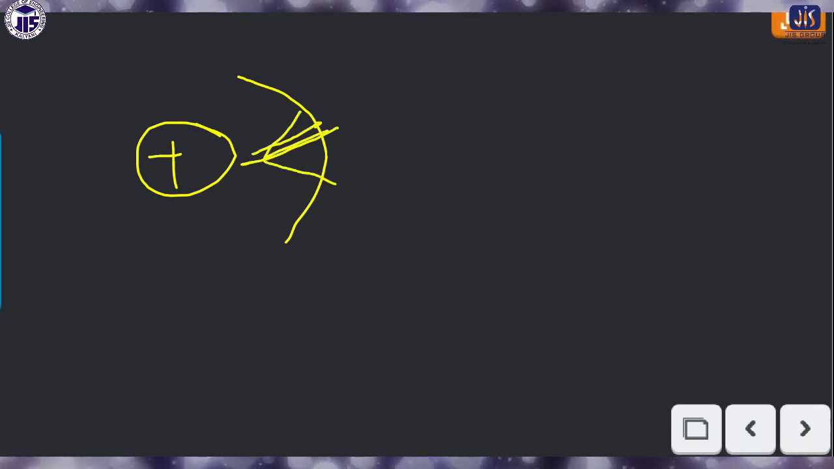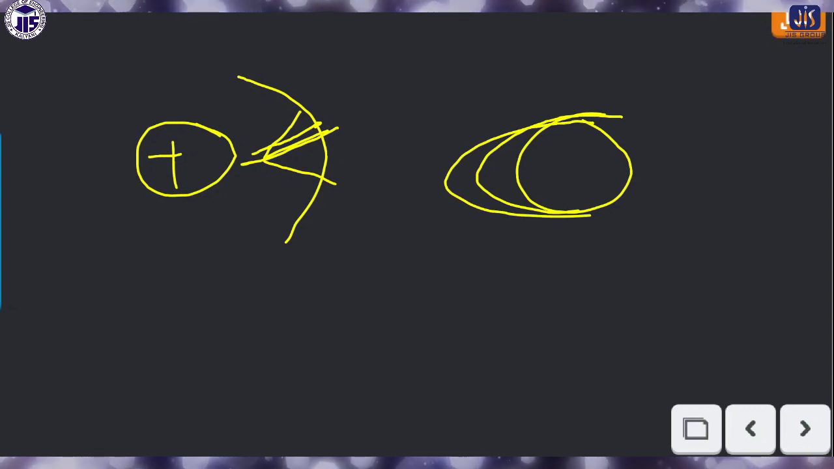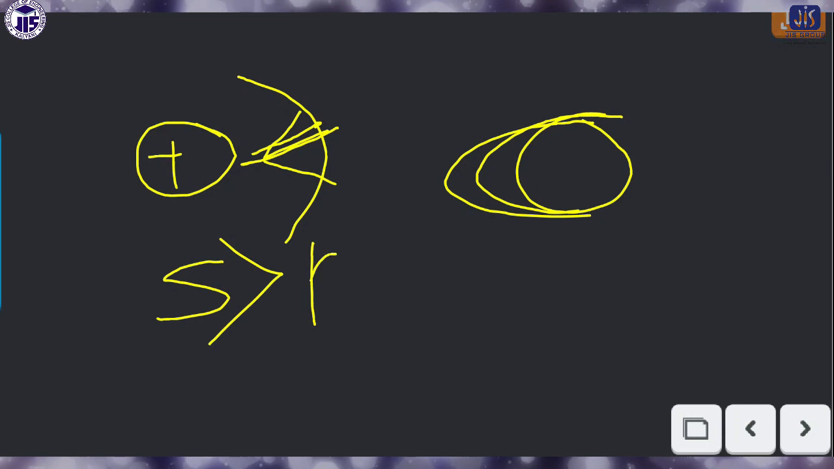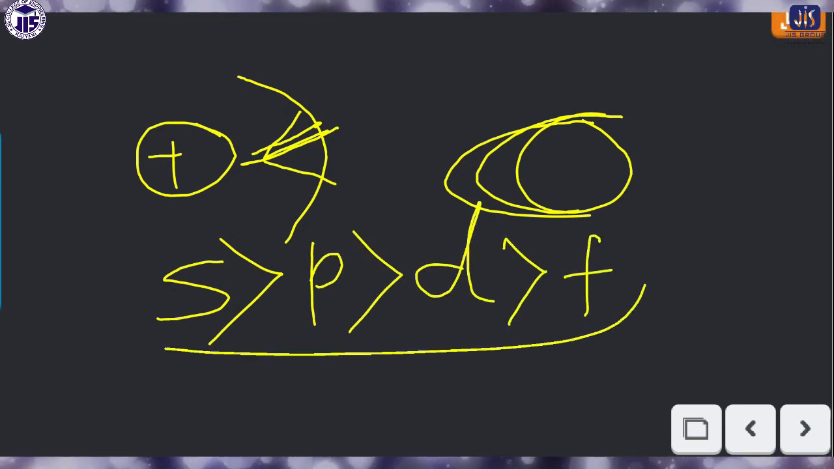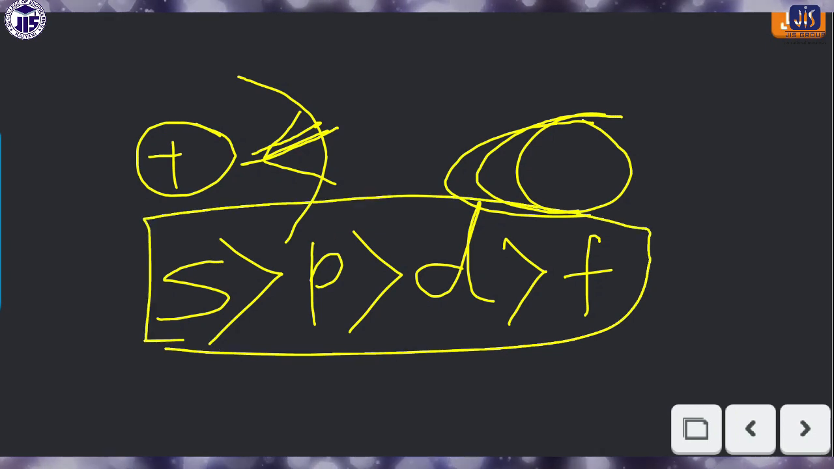So the S orbital has the maximum tendency to move towards the nucleus. Then P, then D, then F. So the orbital penetration order will be first S, then P, then D and after that F. So this is the orbital penetration order. Penetration is the tendency to move towards the nucleus, and in this case the first will be S and the least will be F.